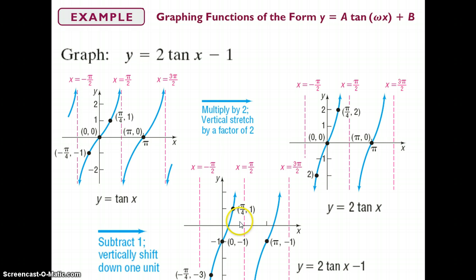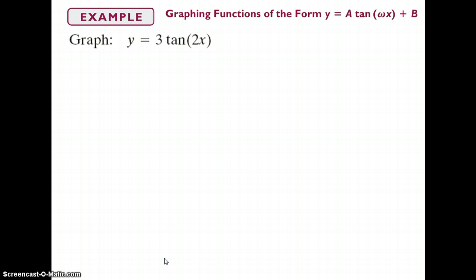So there's really nothing much else to do here except take this graph and drop it down 1 unit. Subtract 1, vertically shift down 1 unit. So if you know the basic graphs, you'll know how to graph these as well.